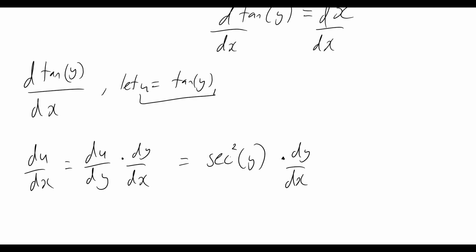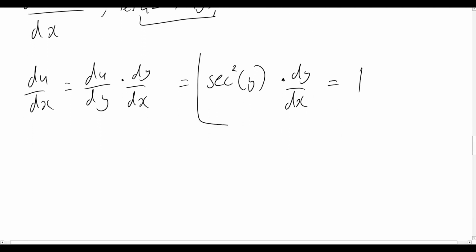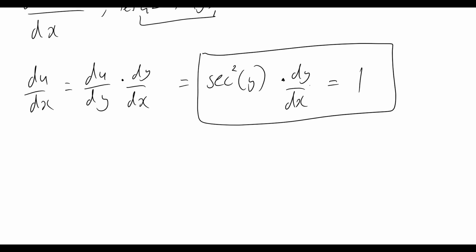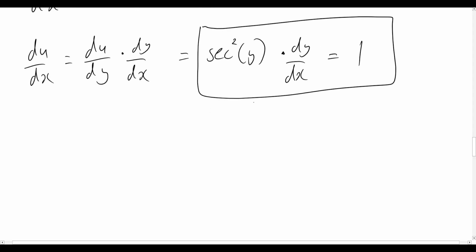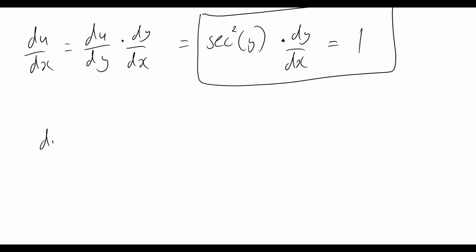So now we have sec squared y times dy/dx, and that's going to be equal to, as we said above, dx/dx, so 1, in other words. Okay, so now we have something we can actually work with. So now we have dy/dx, which is exactly what we're looking for. So let's rearrange this, and we'll end up with dy/dx is equal to 1 over sec squared y.